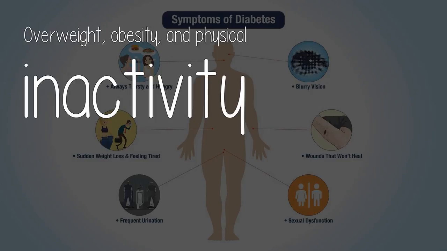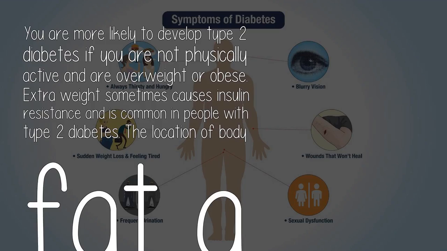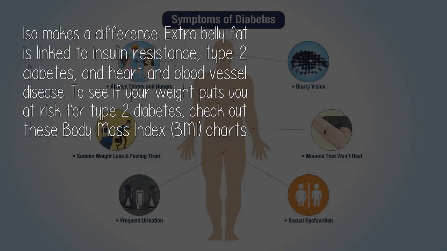Causes: overweight, obesity, and physical inactivity. You are more likely to develop type 2 diabetes if you are not physically active and are overweight or obese. Extra weight sometimes causes insulin resistance and is common in people with type 2 diabetes. The location of body fat also makes a difference. Extra belly fat is linked to insulin resistance, type 2 diabetes, and heart and blood vessel disease. To see if your weight puts you at risk for type 2 diabetes, check out these body mass index (BMI) charts.